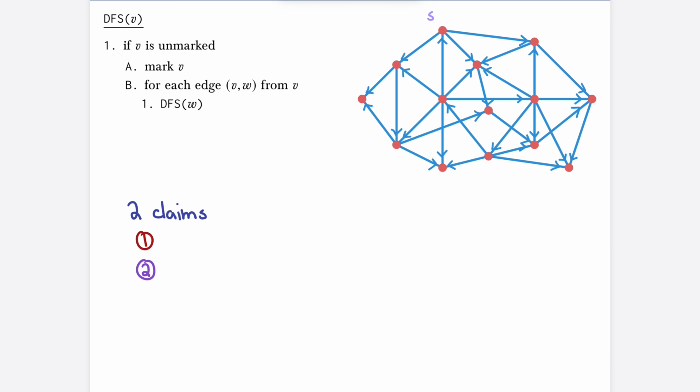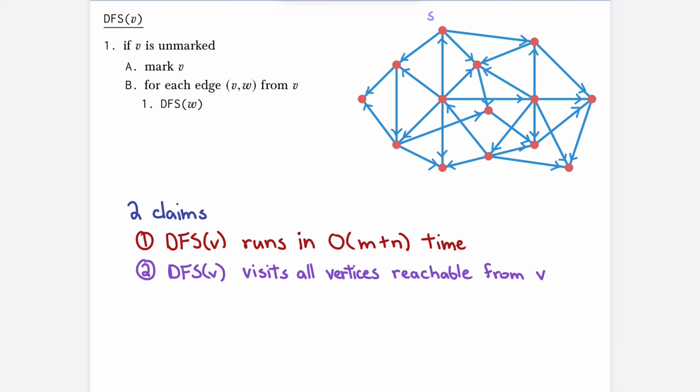So two claims. I think one is easier than the other. One is that it's going to run in linear time, which you all probably knew. And the other is that I want to prove that if I start at a vertex V, it will really visit all the vertices reachable from V, which I'm sure you all intuit and believe. So this is more an exercise of let's try to get it down cleanly, put ideas into words.